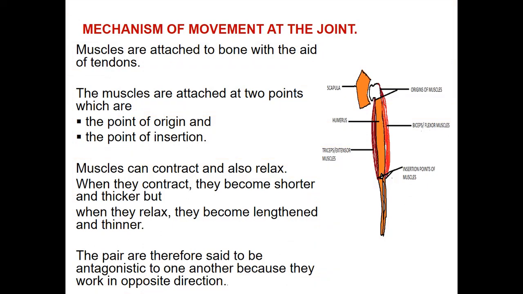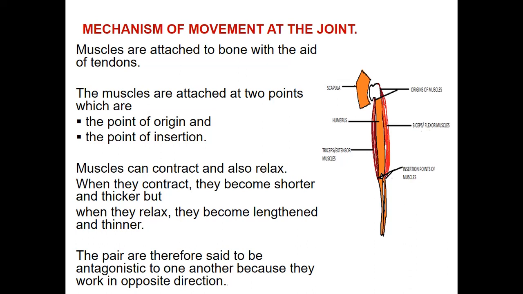Mechanism of movement at the joint. How does the joint work? Now, muscles are attached to bones with the aid of tendons. Don't forget that bones are attached to one another with the aid of ligaments. Now, the muscles are attached at 2 points, which are the point of origin and the point of insertion.